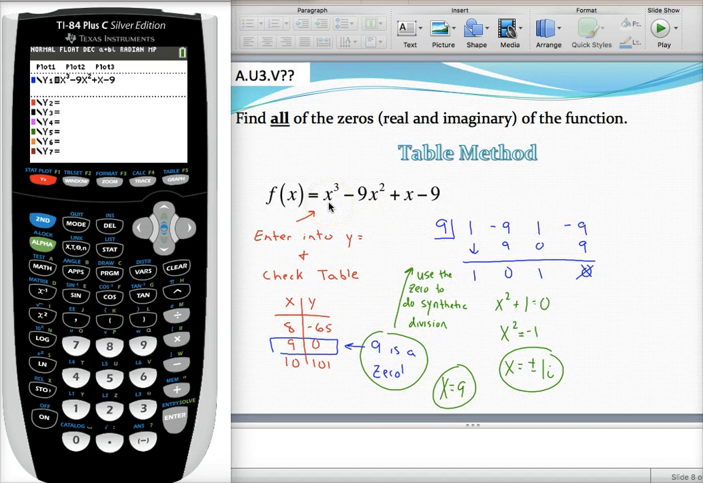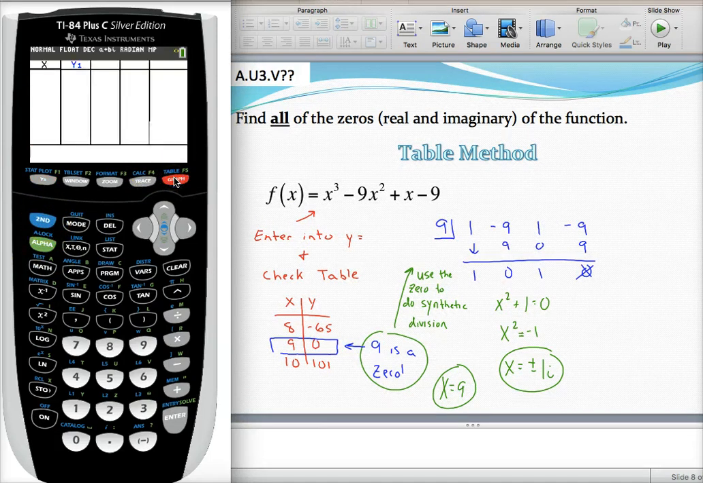So what I'm going to do to start with this method, I'm going to enter my polynomial into my graph, into y equals. So I've gone ahead and done that. If you need to pause the video and do that, go ahead. Once that's typed in there, I like to check the table to find out if I have any real zeros. So let me go ahead and do that. You could do this from a graph too, but I like the table. So go ahead and hit second and graph to see your table.